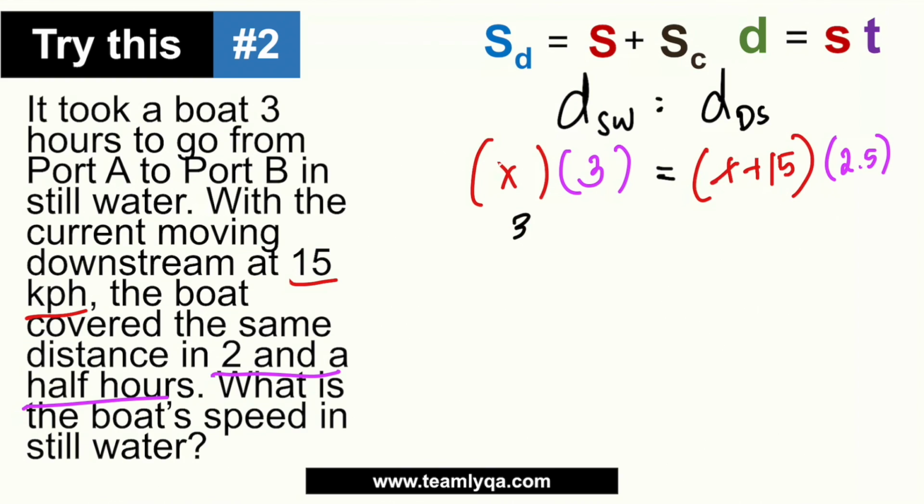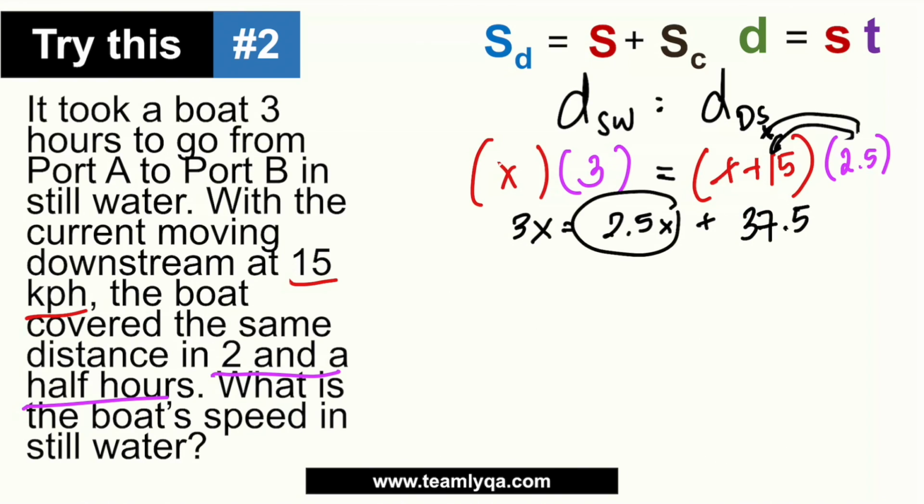Solve na natin siya. We have 3x is equal to, just yung 2.5, multiply natin sa x. So, that would be 2.5x. Multiply din natin siya sa 15 plus, and then you have 30 plus half of 15. That would be 37.5.